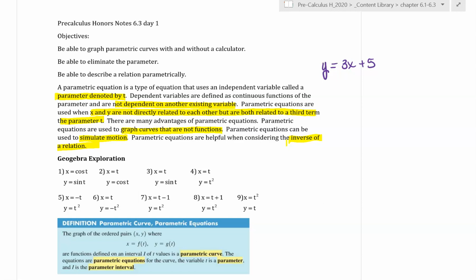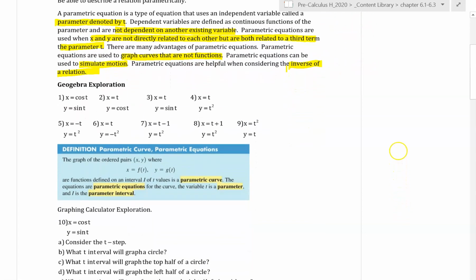So there are many advantages of parametric equations. Parametric equations are helpful if you want to graph a curve that is not a function. Parametric equations can be used to simulate motion, and parametric equations are helpful when considering the inverse of a relation. So there are many advantages, but those are probably the uses that we're going to talk about in this unit.